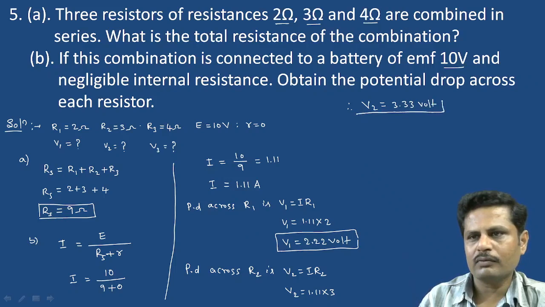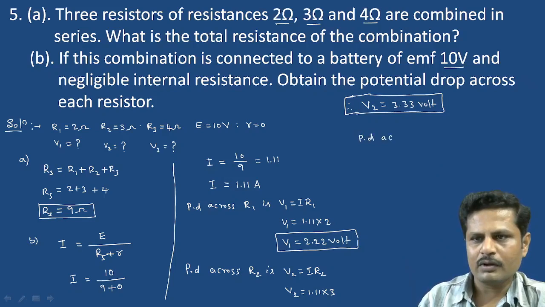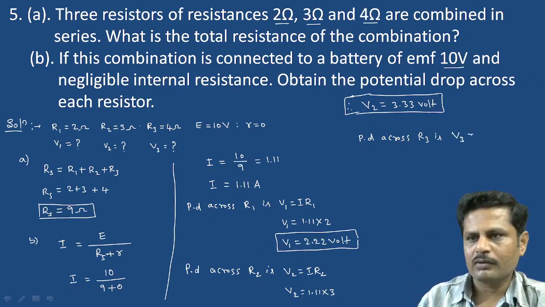This is V2. Now in the same way we can find V3, that is the potential drop across the resistance R3. So the potential drop across R3, that is V3 is equal to I R3. So therefore V3 equals I equals 1.11 and R3 is equal to 4 ohm. So therefore V3 is equal to 4.44 volt.